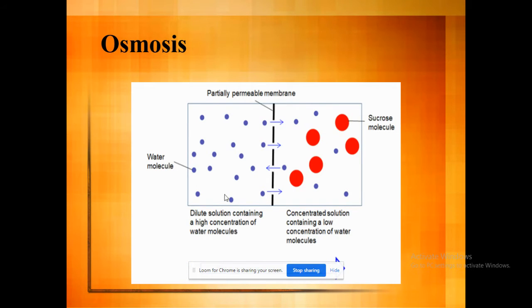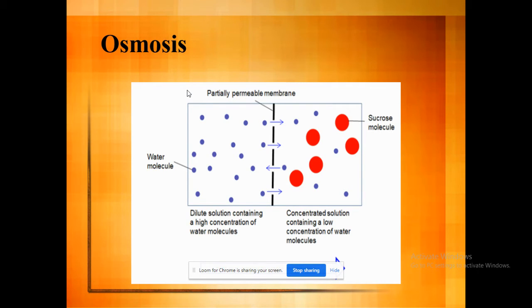Osmosis, here the substances or the dilute solution which is containing a high concentration of the water molecules. Here water is more, here water is less, because there are some sucrose molecules also which act as a solute. So water will move from high concentration to the low concentration, right, across a semi permeable membrane. This is known as osmosis. In diffusion we are not talking about the semi permeable membrane, but in case of osmosis we have to talk about the semi permeable membrane and the solvent molecules, right?